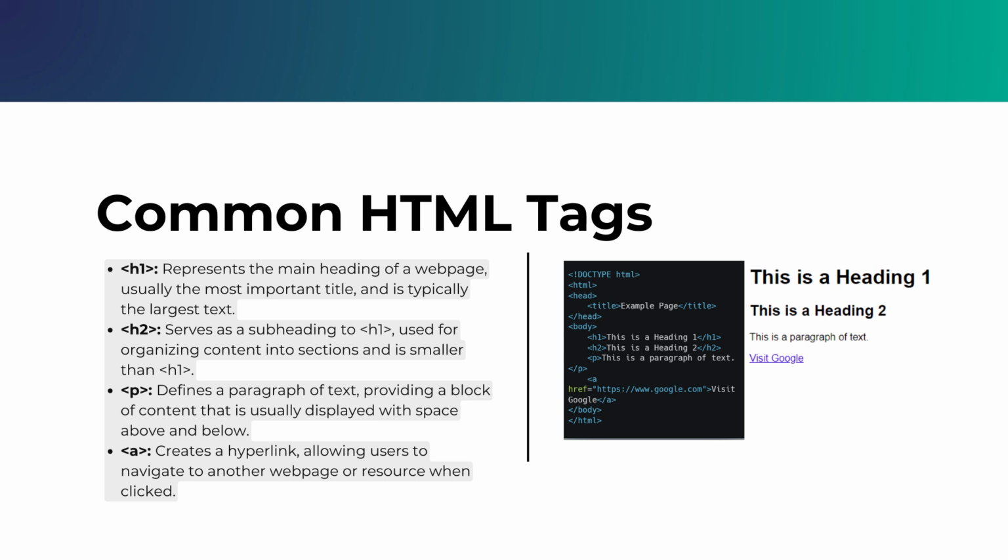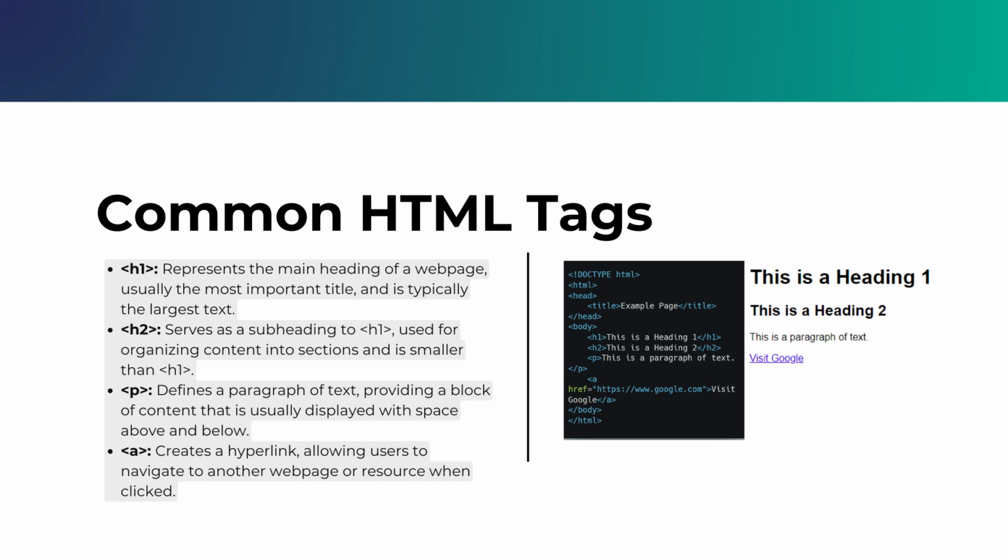Now, let's talk about links. Links are one of the most important elements on any web page, and they're created using the A tag, which stands for anchor. Links allow users to navigate from one page to another. For example, if you want to link to another page on your website, or even an external site like Google, you'll use the A tag with an href attribute, which stands for hyperlink reference.